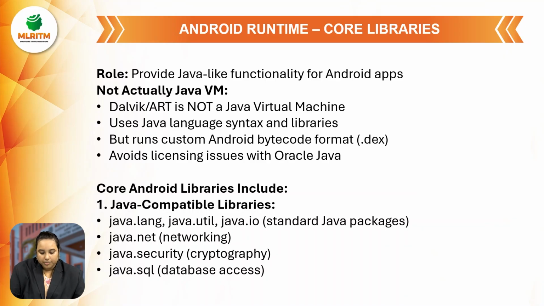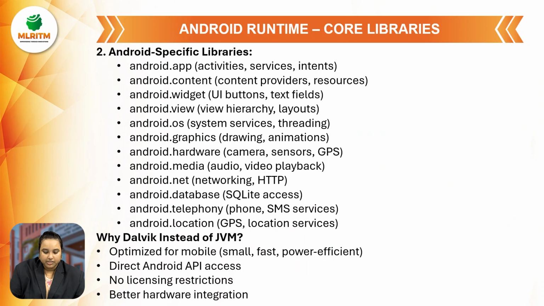The core Android libraries include Java-compatible libraries for standard Java packages, networking, cryptography, and SQL access, and Android-specific libraries for activities, services, intents, content providers, resources, UI buttons, layouts, animations, camera, sensors, GPS, audio and video playback, networking, HTTP, SQLite access, phone, SMS services, and GPS location services.